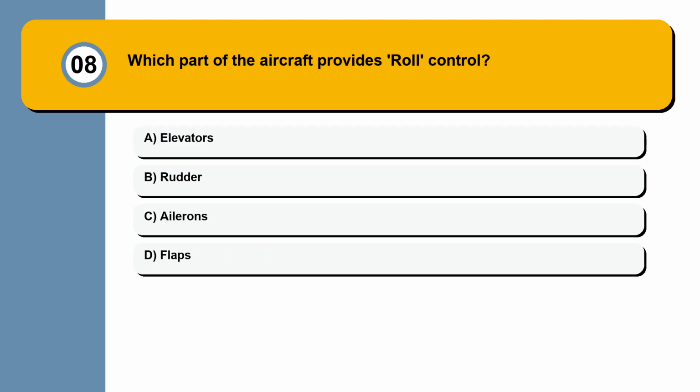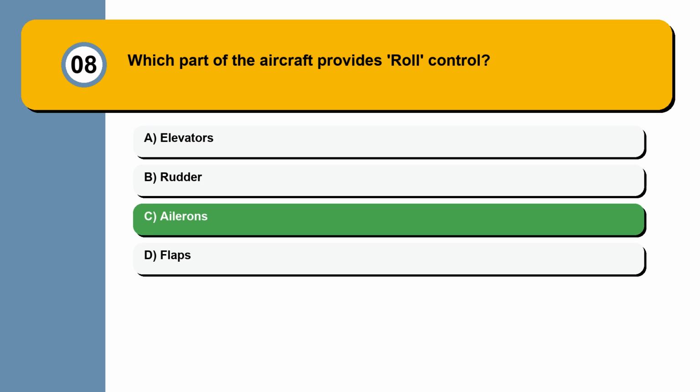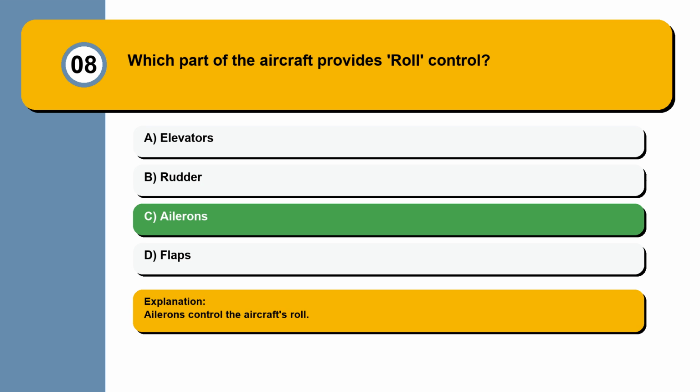Question 8. Which part of the aircraft provides roll control? Elevators, rudder, ailerons, flaps. Ailerons control the aircraft's roll.